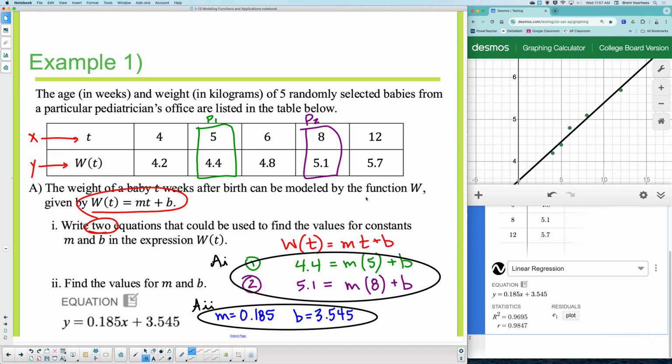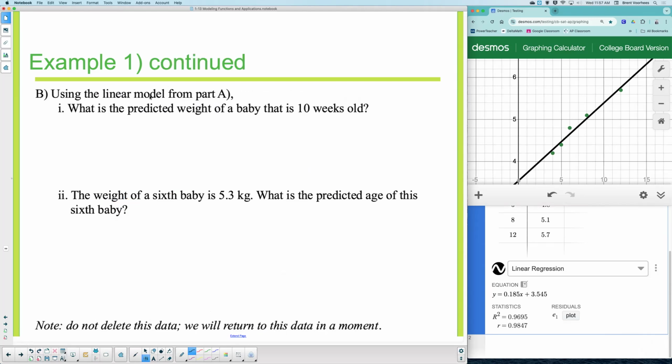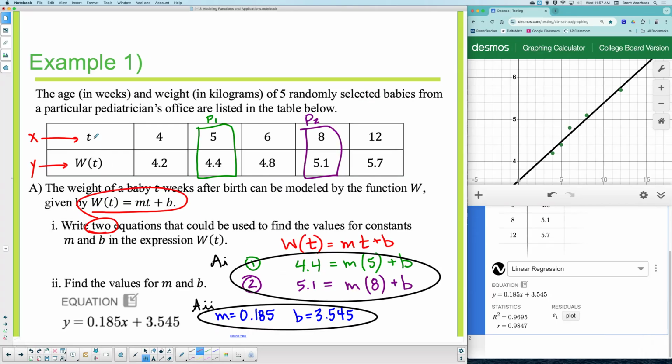You have part B. On part B, it says using this model from part A, BI, what is the predicted weight of a baby that is 10 weeks old? Now, here's the key. Whenever you get the number, circle the number with whatever you want to call it, the units or whatever type it is. This says 10 weeks old. Go back over, 10 weeks old. Is that a T value or a WT value? What is, if it's weeks? And yeah, you can look over here and it tells you as well.